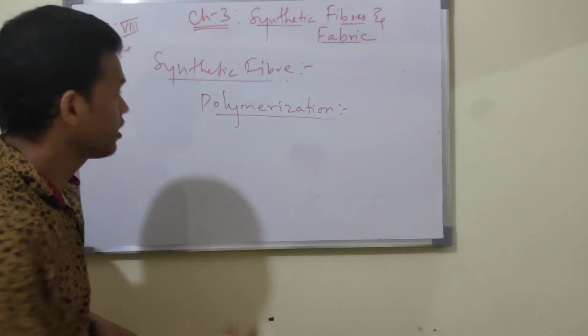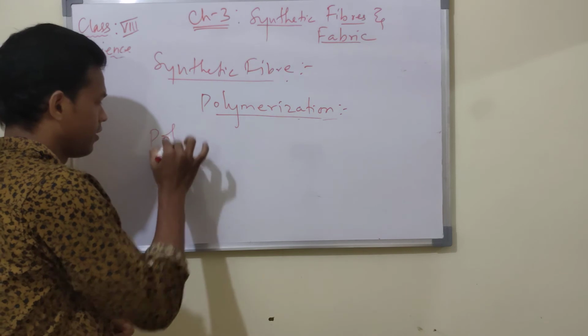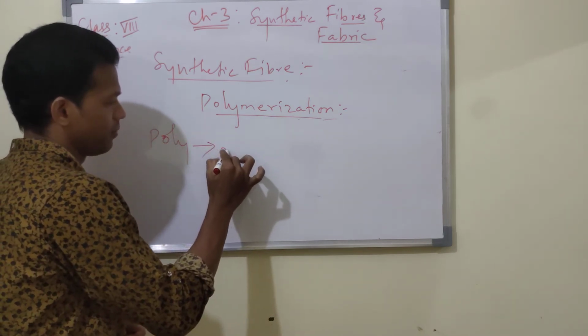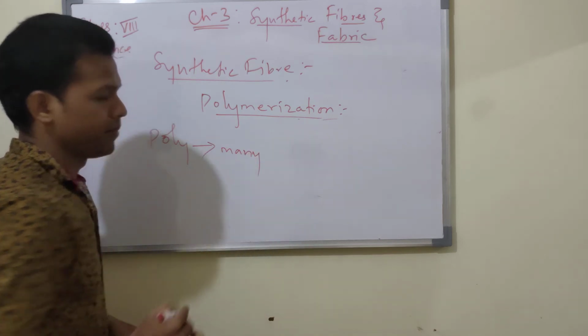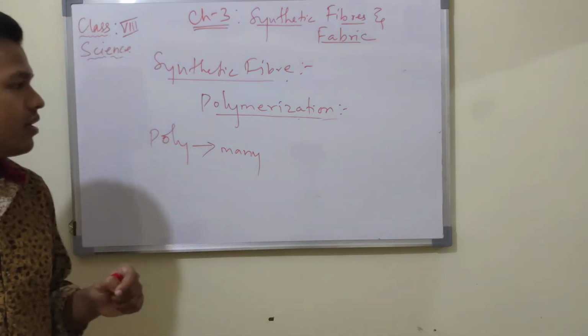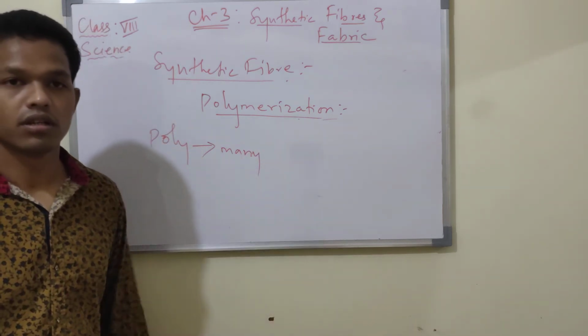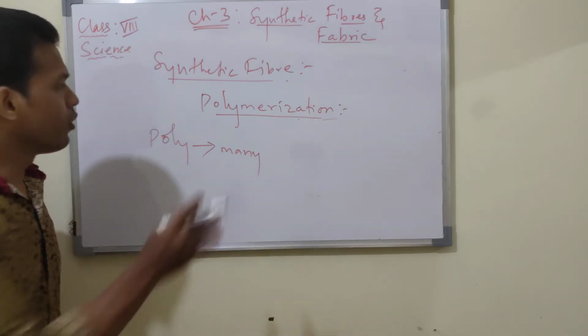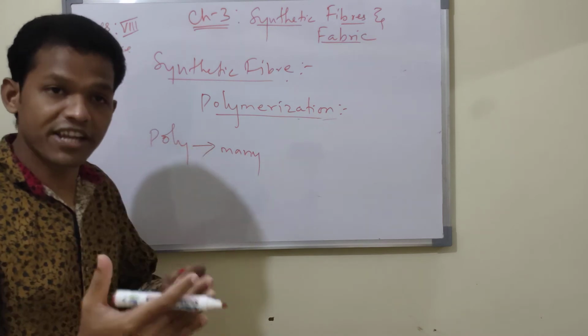What is polymerization? Poly means what? Many. Poly means many. Mer means parts or units. Many units combined together form a polymer. Here polymerization means the process of combining.